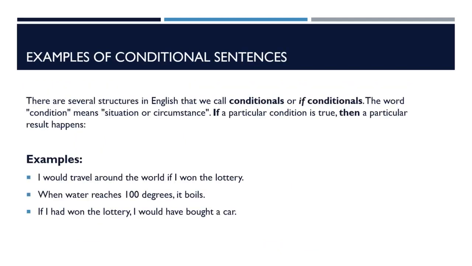Examples of conditional sentences. There are several structures in English that we call conditionals or if conditionals. The word condition means situation or circumstance. If a particular condition is true, then a particular result happens. Examples: First, I would travel around the world if I won the lottery. Second, when water reaches 100 degrees, it boils. Third, if I had won the lottery, I would have bought a car.